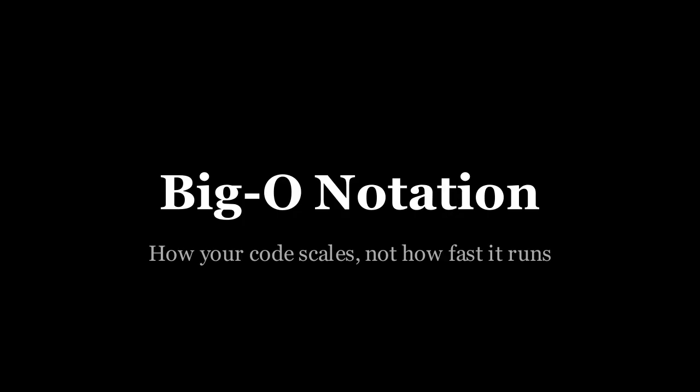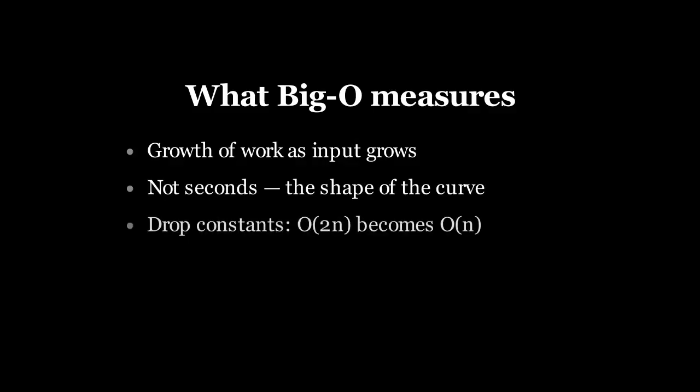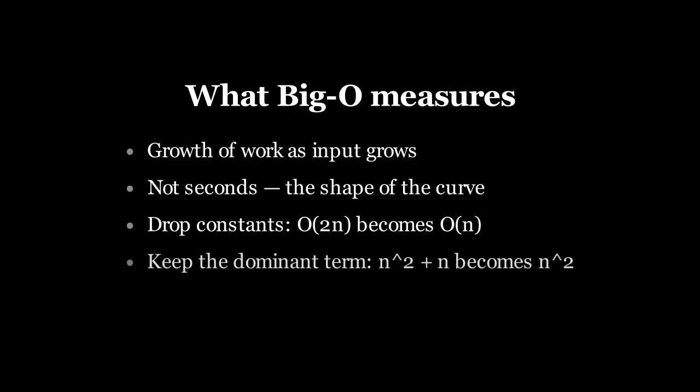Let's make it concrete. Big O answers one question. As the input gets bigger, how does the running time grow? We care about the shape of that growth, not exact numbers, so we follow two rules. Drop the constants. O of 2n is just O of n. And keep only the fastest growing term. N squared plus n is just n squared. It's the worst case at scale.